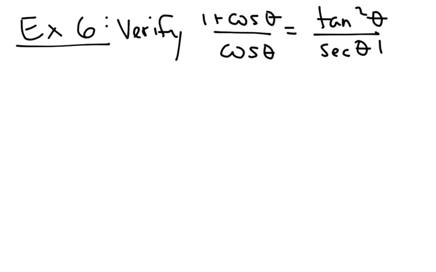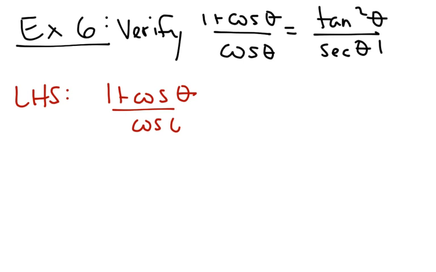Sometimes it'll behoove us to prove an identity by simplifying both sides. Sometimes it's just not easy to turn one side into the other. So we're actually going to work on both sides of the problem. And I'm going to start with the left-hand side of the problem. The 1 plus cosine theta over cosine theta.